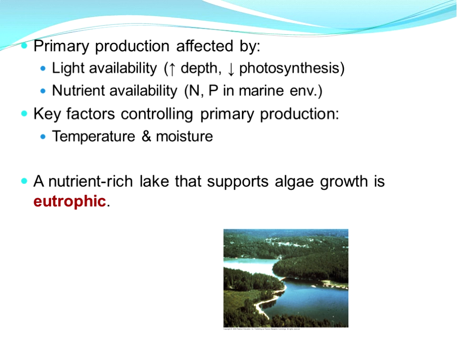All right. Primary production and the amounts that we actually will get is dependent on the light availability. Obviously, if the organism is deeper in the water, then there's less photosynthesis possible because there's less light. And then nutrient availability is also a big factor as to how much of that light energy can be converted to chemical. And that is nitrogen and phosphorus primarily, the two main ones that become a big factor. And we also have temperature and moisture that can affect our primary production. Okay, and this is just showing you that a nutrient-rich lake that supports algae growth is known as eutrophic.